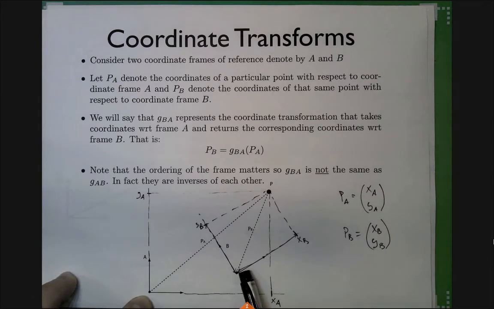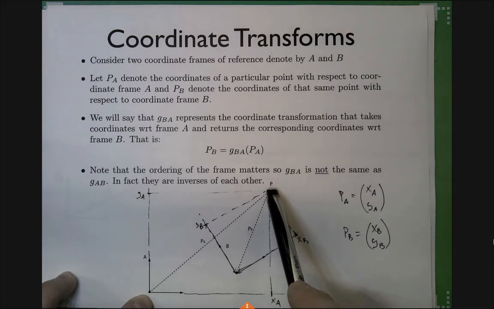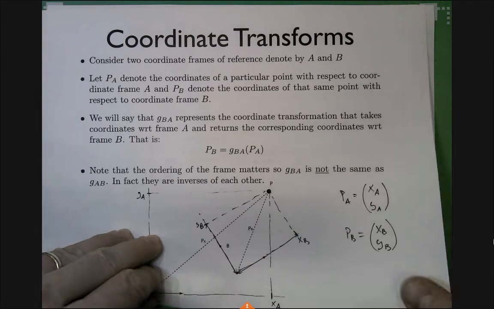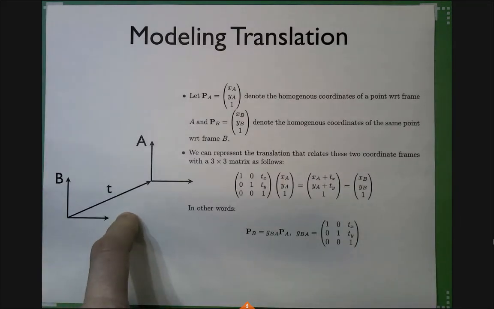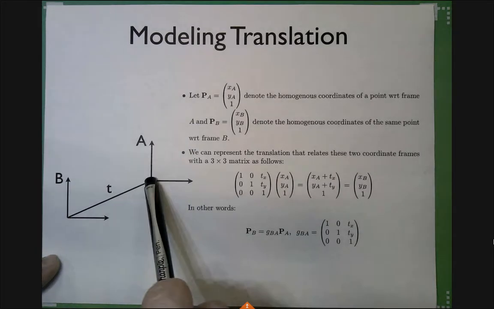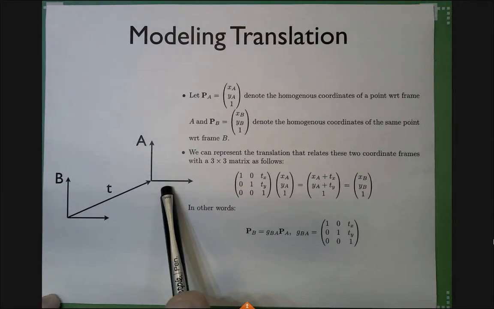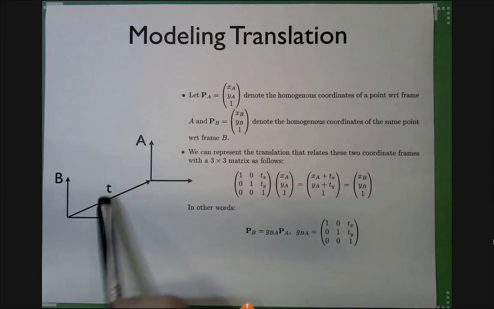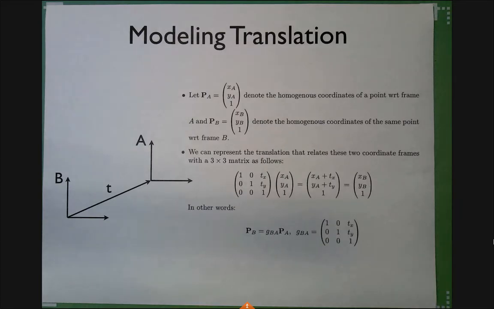We have two coordinate frames and one point. The point has different coordinates with respect to the coordinate frames. In case the coordinate frames only differ by translation, so I have two coordinate frames, just like on the picture before, A and B, and the difference between them is just a translation given by translation vector t, right?